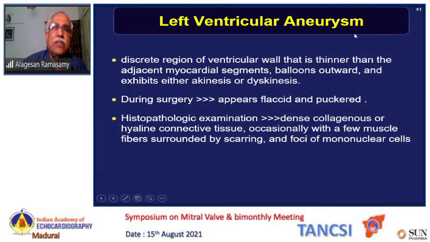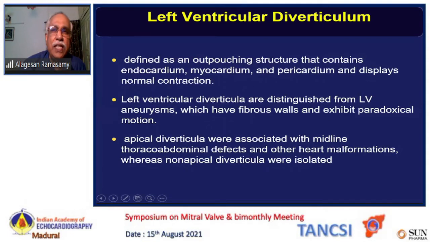The two differential diagnoses were diverticulum of the left ventricle or an aneurysm of the left ventricle. In an aneurysm, usually there is a discrete region of the ventricular wall that is thinner than the adjacent myocardial segments, balloons outward, and exhibits either akinesis or dyskinesis. During surgery, it appears flaccid and puckered. Histopathological examination usually shows dense collagenous or hyaline connective tissue, occasionally with a few muscle fibers, surrounded by scarring and foci of mononuclear cells.